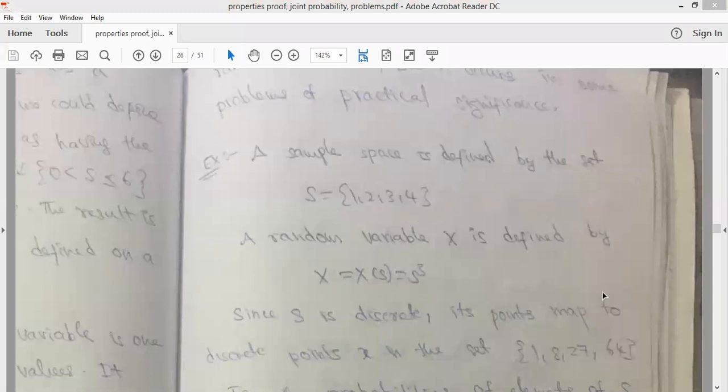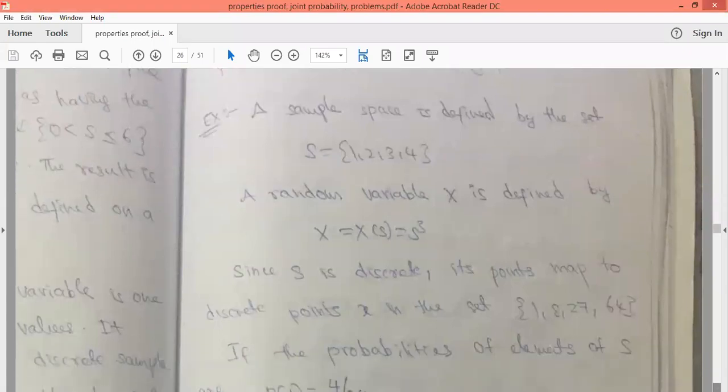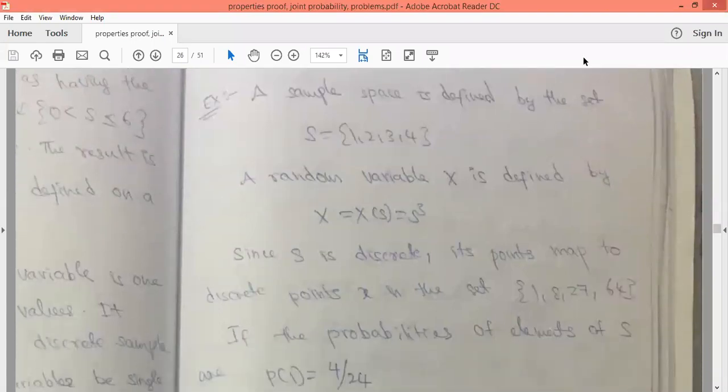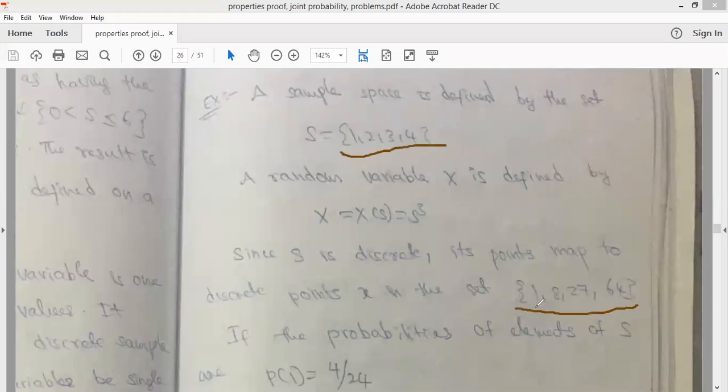X of s is equal to s cube. Okay. Now you write what is the random variable. Since it is s cube, what is S? S is equal to 1, 2, 3, 4. S cube will be 1, 8, 27, 64.